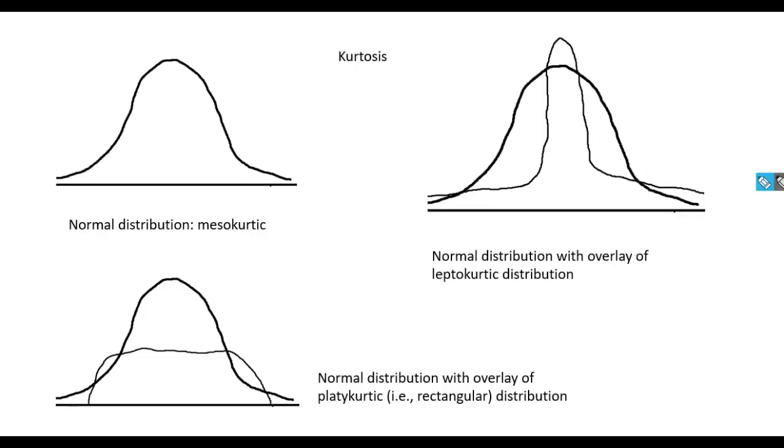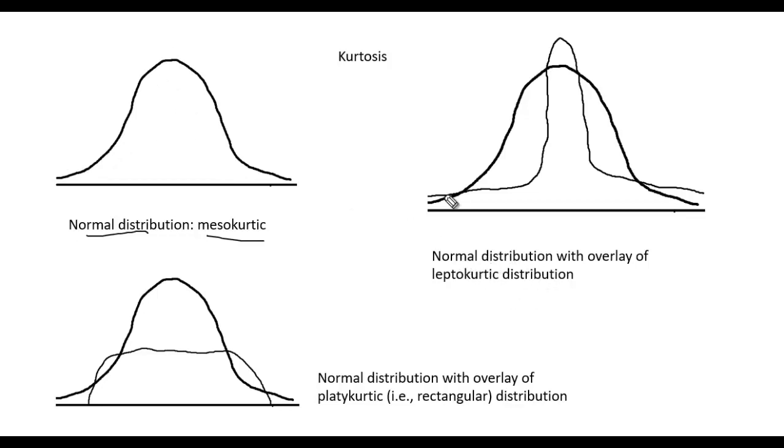In terms of kurtosis, it's a little trickier. A lot of times folks discuss kurtosis in terms of how peaked the distribution is. It's really a matter of how peaked the distribution is in relation to the tailedness of the distribution. So let me start off. Here's a normal distribution, and we can call this distribution mesocurtic. So essentially this would be an example of a normal distribution.